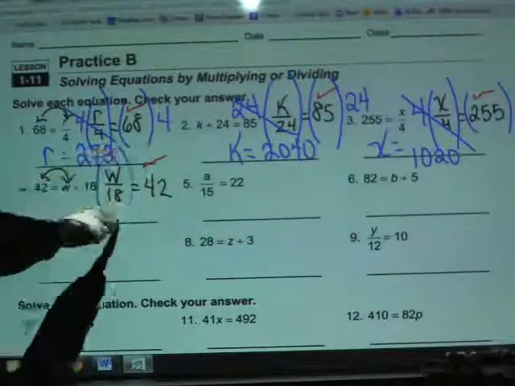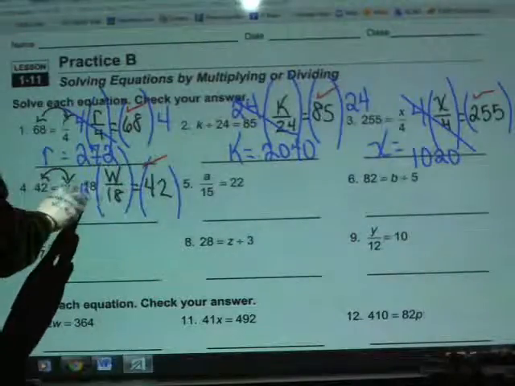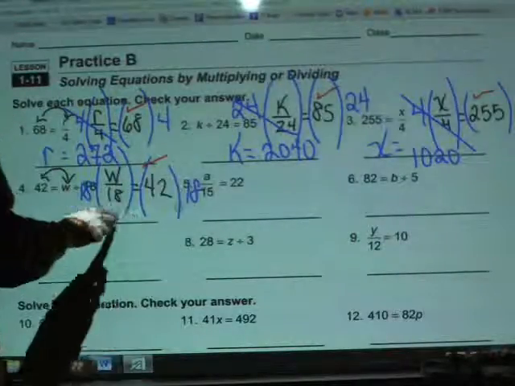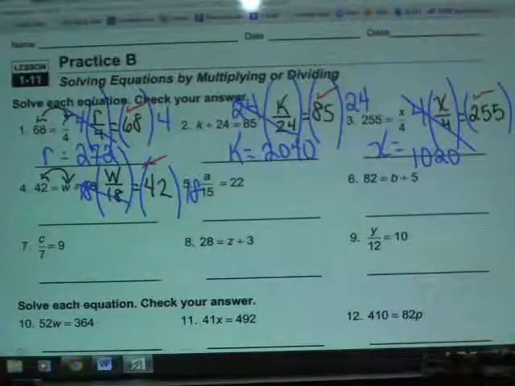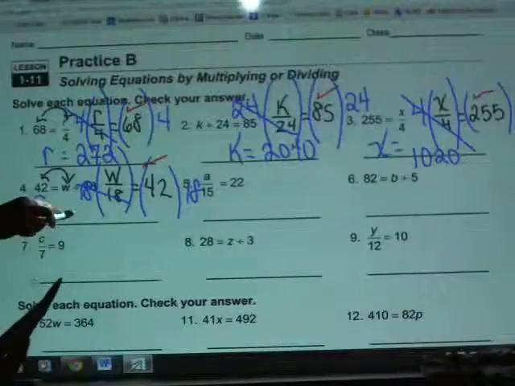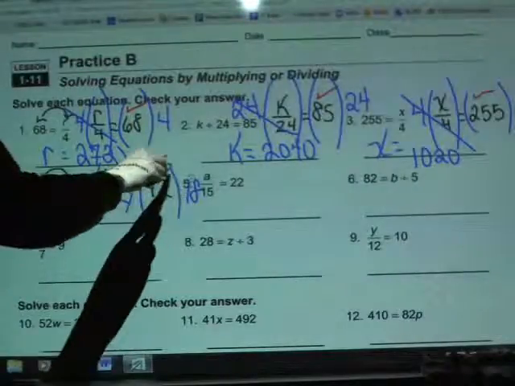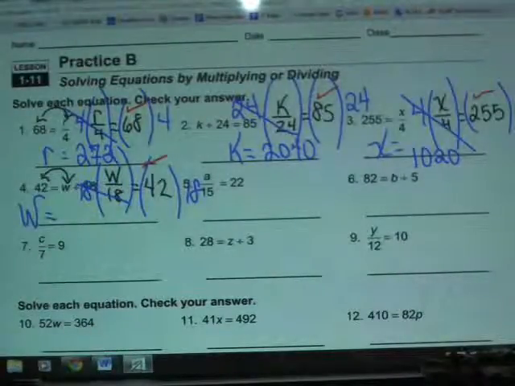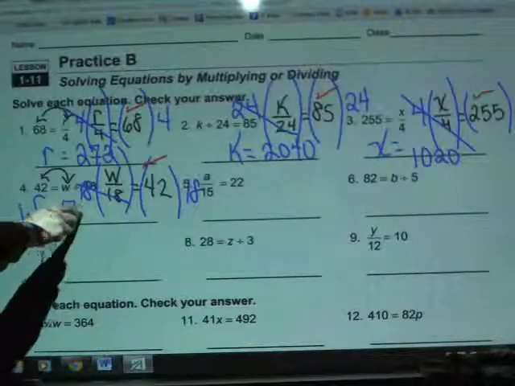Again, I'm going to lay down some giant parentheses and show that I'm multiplying each side by 18. Divide by 18, multiply by 18, cancels each other out, leaves me my variable, W, everybody's favorite president. And then over here, I'm going to multiply together the 42 and the 18, and that's going to give me 756.